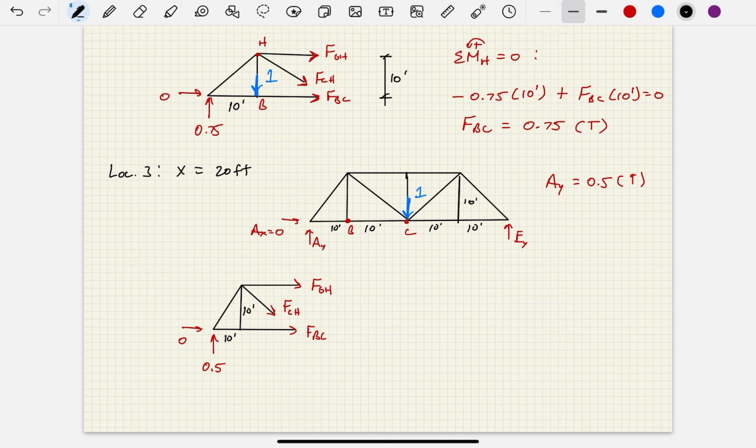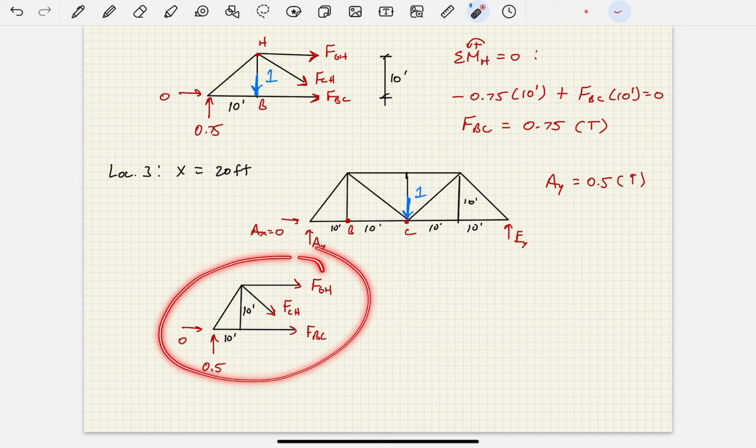Now, where is the unit load? Is the unit load showing up anywhere here? No. The unit load is on point C right now, location 20 feet. And so because of that, the unit load is actually off of the free body diagram that we're analyzing right now. The unit load is somewhere over here. That's why it's not showing up here, okay? And so what do I do now?